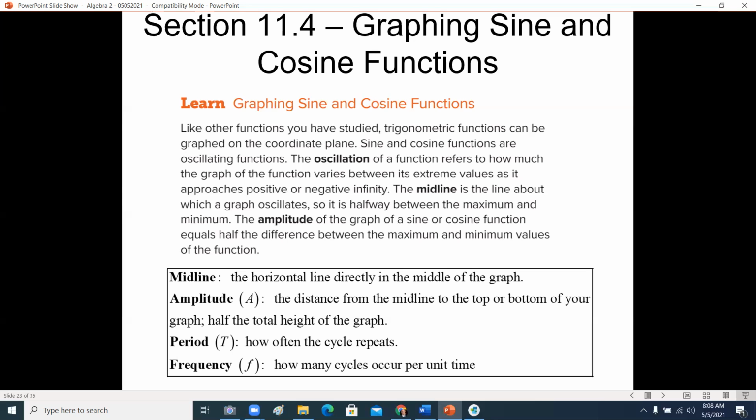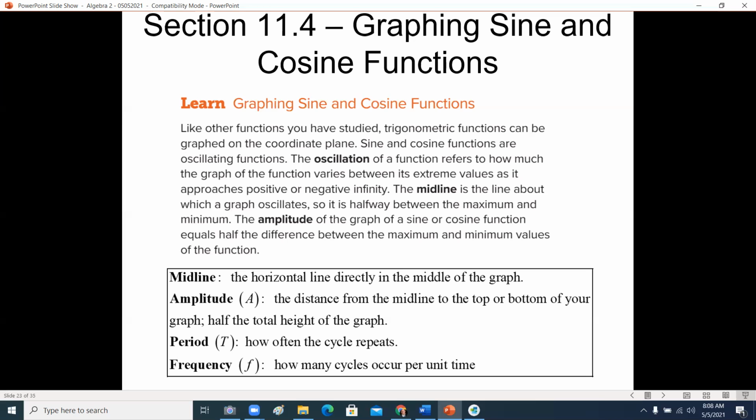Your period is more about the horizontal distance between cycles. You can have one that goes really, really slow and repeats every 2 or every 4 or something like that. Or maybe something goes really, really fast and repeats every half of a unit or something like that. And frequency is just the inverse, the reciprocal of period. That's all you have to remember about that.